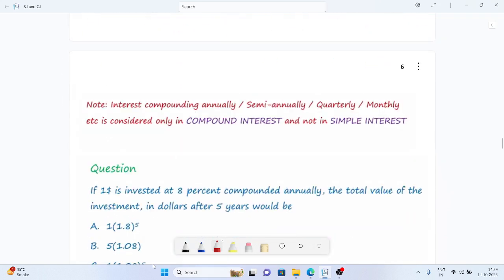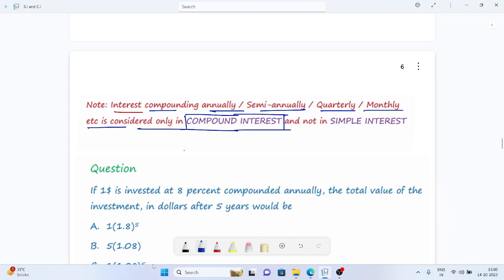Done. Okay. Make a note that interest compounded annually, semi-annually, quarterly, monthly, etc. is considered only in compound interest. Means these terms you see only in compound interest, not in simple interest. Make this note. Then we solve one question on this.